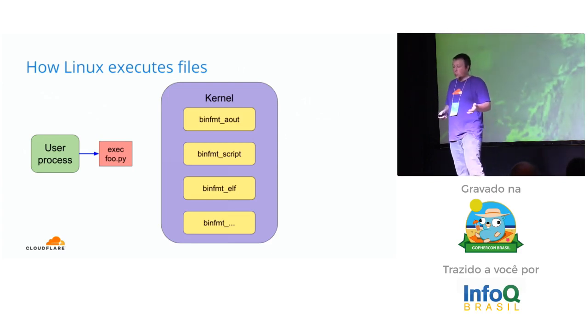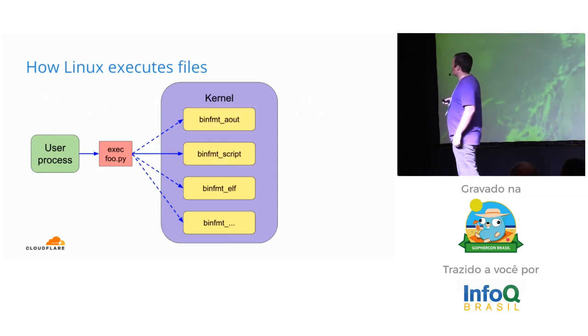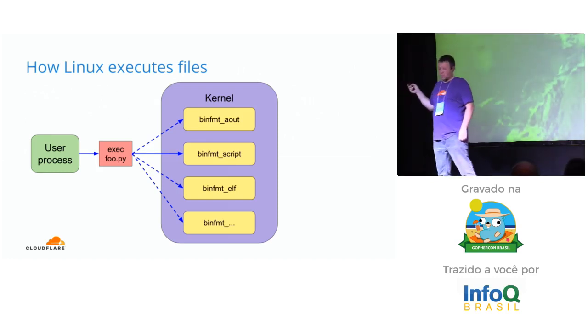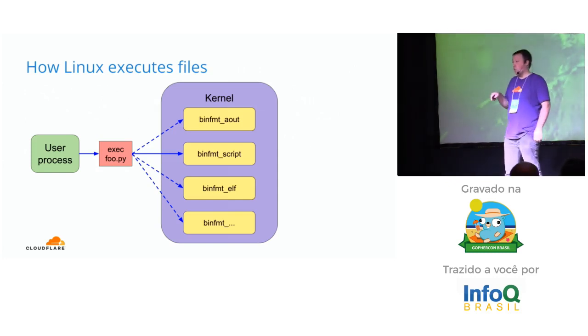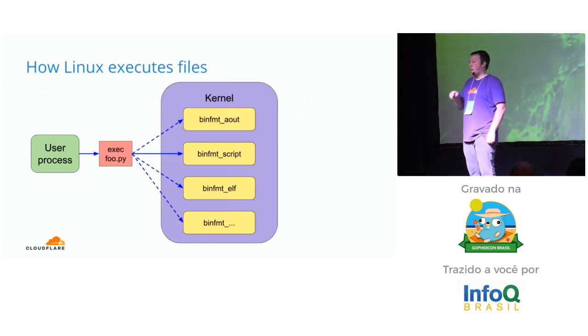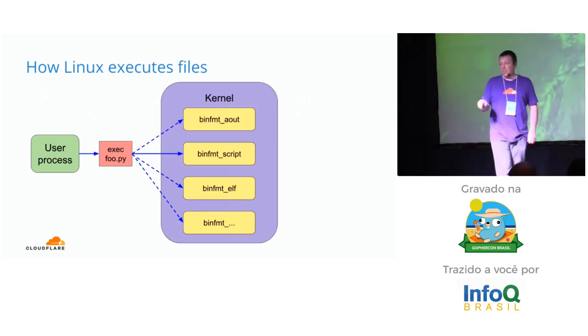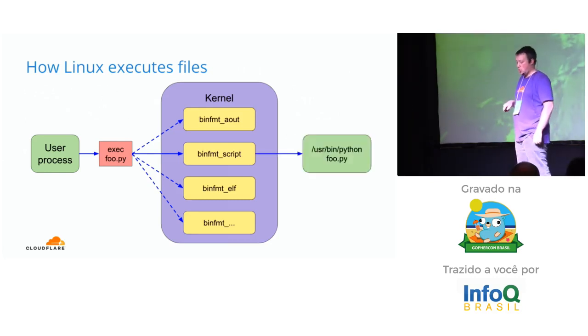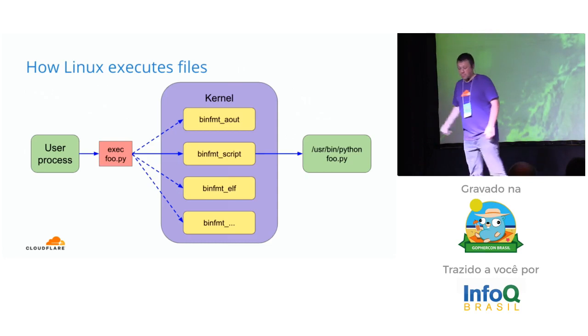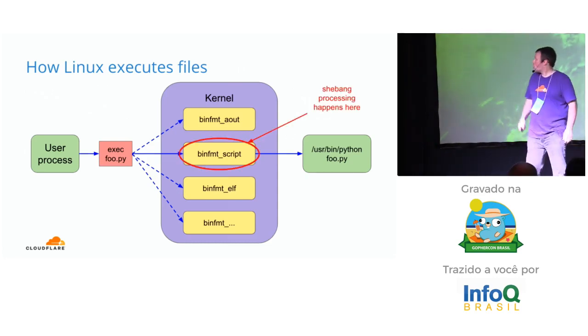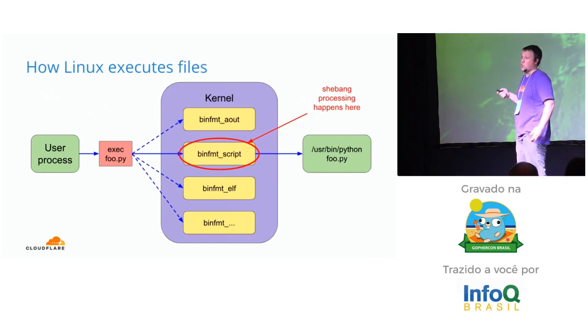And if you're executing a script with a shebang line, it goes forwarded to the binfmt script module. And the binfmt script module is actually the module which is responsible for parsing the shebang lines. So that's what I told you before, that shebang line processing does not happen in your shell. The shell has nothing to do with it. The shebang line parsing happens inside the kernel. And when the kernel parses the shebang line, it extracts the path to the interpreter, and it starts a process for you with this interpreter. Yeah, so shebang line processing happens inside the kernel, which was a surprise for me as well.